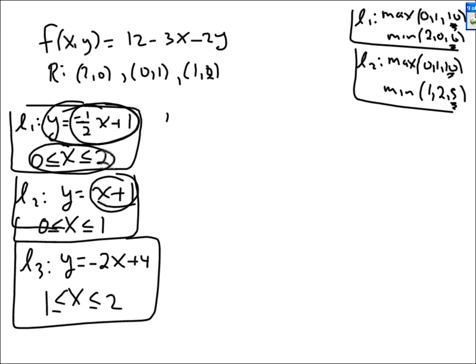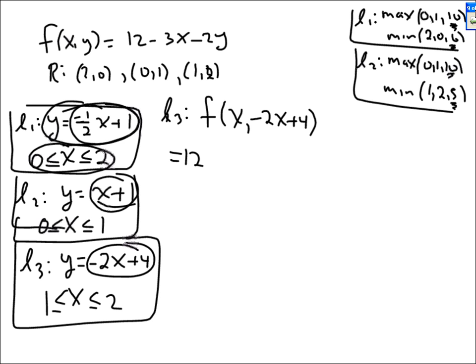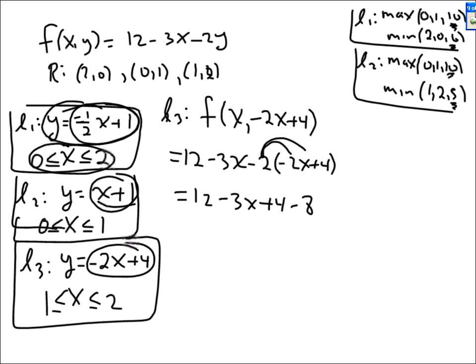Okay, line number 3. Y is negative 2x plus 4. So f of (x, y). But for right now, y is negative 2x plus 4. So it's 12 minus 3x minus 2 times negative 2x plus 4, which is 12 minus 3x plus 4x minus 8. 12 minus 8 is 4.